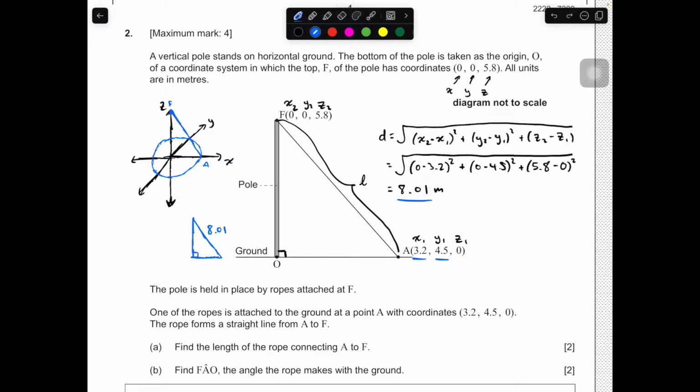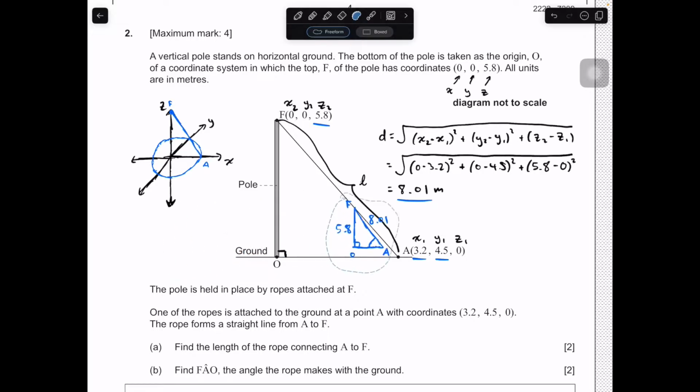For this question, what do we know for certain? We know the length from F to A is equal to 8.01. This is equal to 8.01. And we also know the height of this flagpole in 3 dimensions is 5.8. So we know that this right here is equal to 5.8. And now in that case, if we want to find FAO, so this angle right here, now we can use our right angle trigonometry. So let's go ahead and do that.